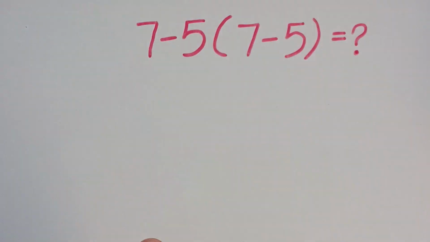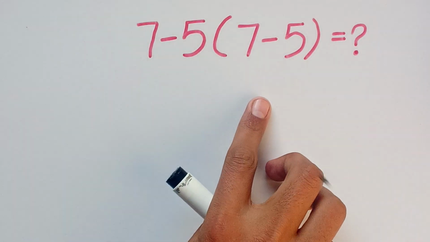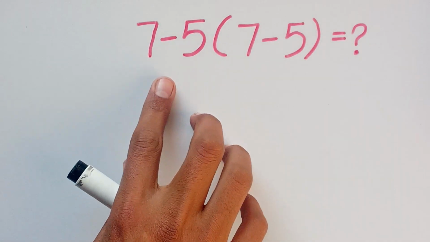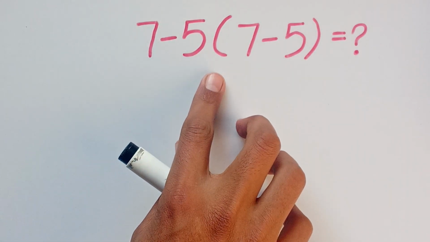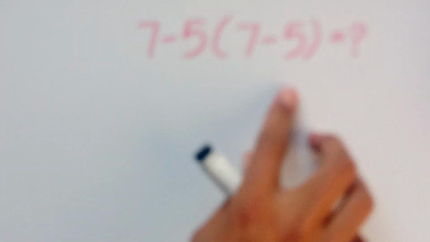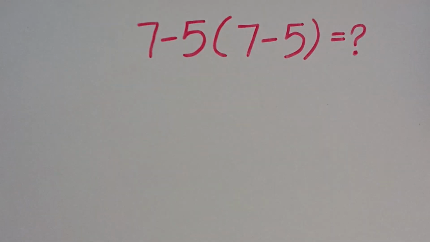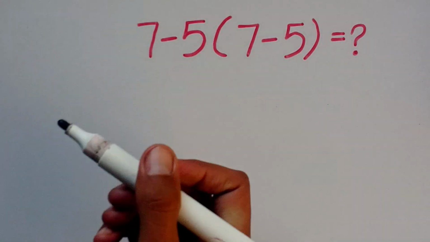Hello everyone. In this video, we can find the value of this math question, which is 7 minus 5 (7 minus 5). Can you solve this math question? Many people can solve this question by this wrong method.